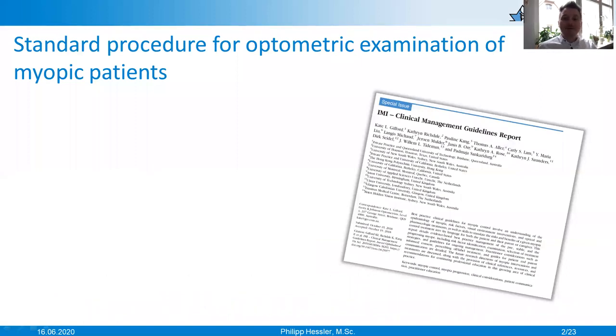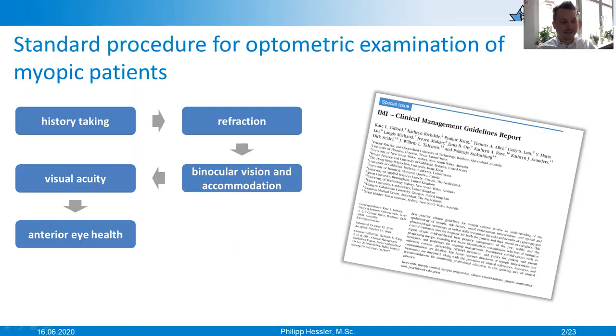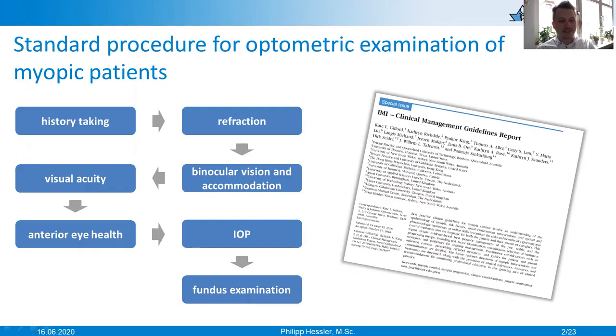I'm very grateful that the International Myopia Institute has defined some guidelines in a white paper at the beginning of 2019 on the content of optometric examination in myopic patients. And we see that's history taking, refraction, binocular vision and accommodation, visual acuity, anterior eye health, intraocular pressure, fundus examination, and last but not least, the axial length measurement. And axial length measurement is the primary outcome measure for myopia, and this is what we'll be looking at in the slides that follow.